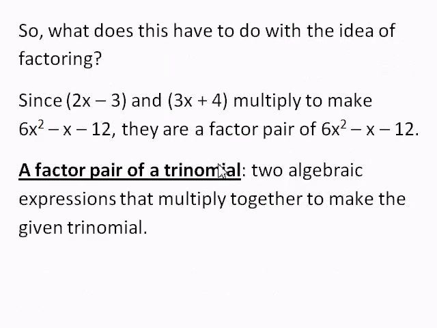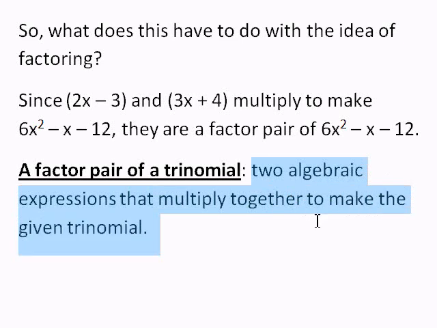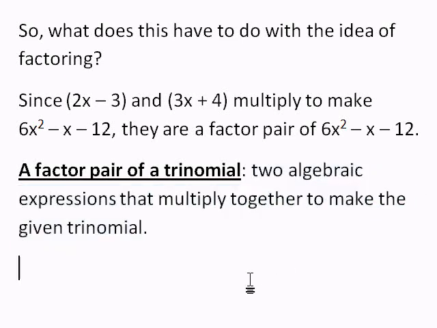So you might be wondering, what does this have to do with the idea of factoring? Well, since 2x minus 3 and 3x plus 4 multiply together to make us 6x squared minus x minus 12, they are a factor pair of 6x squared minus x minus 12. So that leads us to our last vocabulary word, a factor pair of a trinomial. A factor pair of a trinomial are two algebraic expressions that multiply together to make the given trinomial. In this case, our algebraic expressions were 2x minus 3 and 3x plus 4. Those were our factor pair.